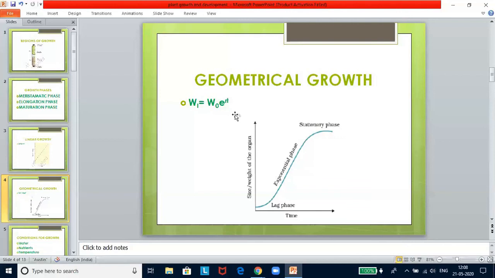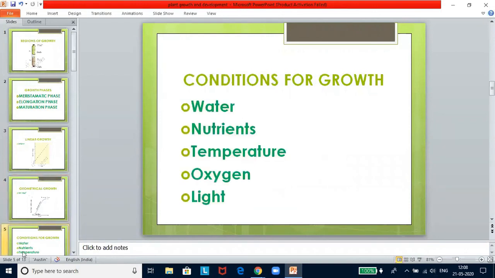Now, what are the conditions for growth? For any growth to happen in plants, water, oxygen, nutrients, temperature, and light form the essential needs. Now, water. Plant cells grow in size by cell enlargement, which in turn needs water. Turgidity of the cells helps in extension growth. Water also provides the medium for enzymatic activities needed for the growth. Nutrients. These are required by the plants for the synthesis of protoplasm, and they act as a source of energy.